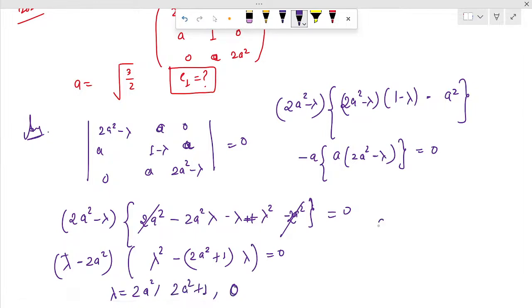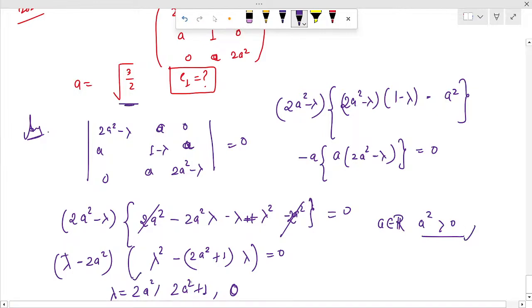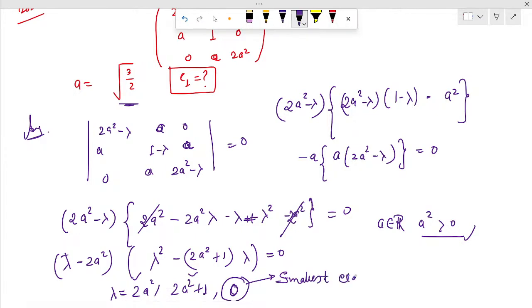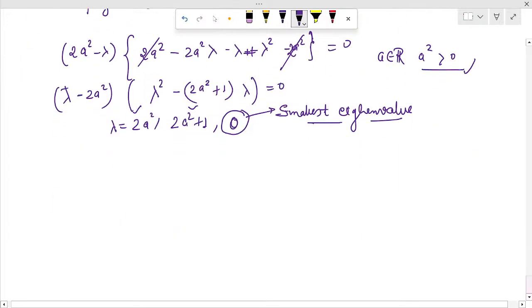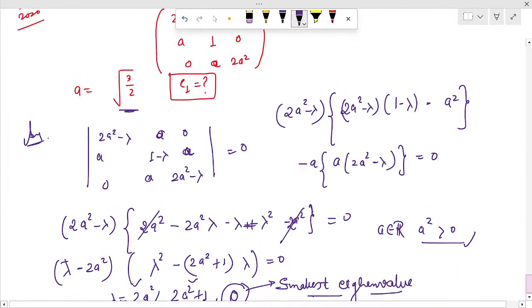Clearly, a belongs to R, so a square would in any way be greater than 0. The a here is also given to you, so clearly the smallest eigenvalue would be 0. So this is the smallest eigenvalue. Corresponding to this, we want to find the eigenvectors.